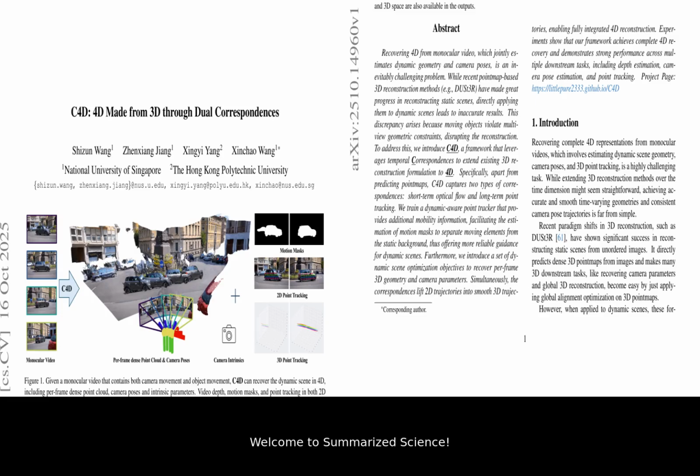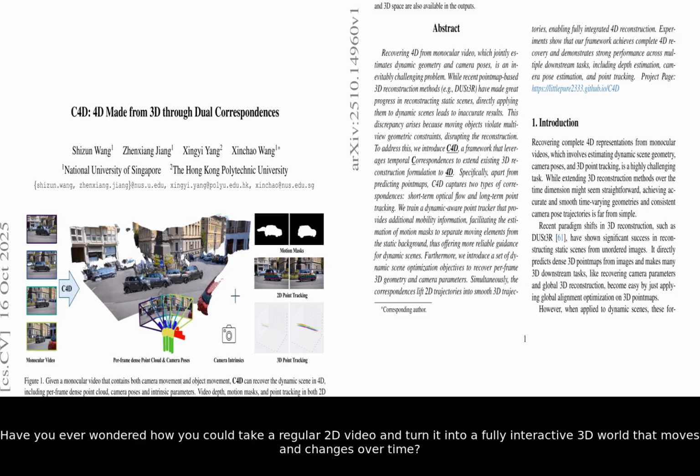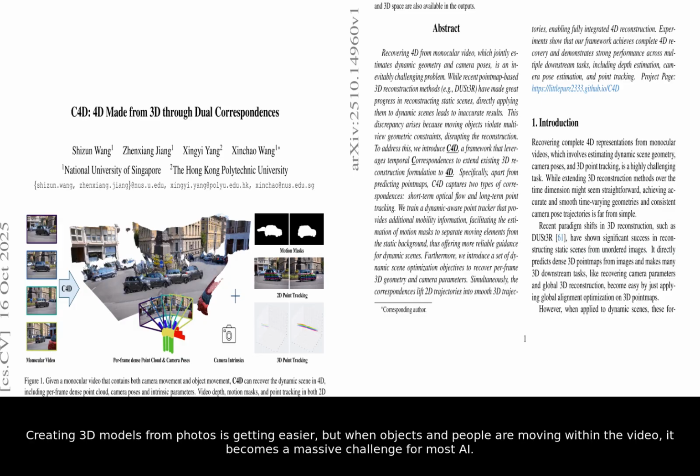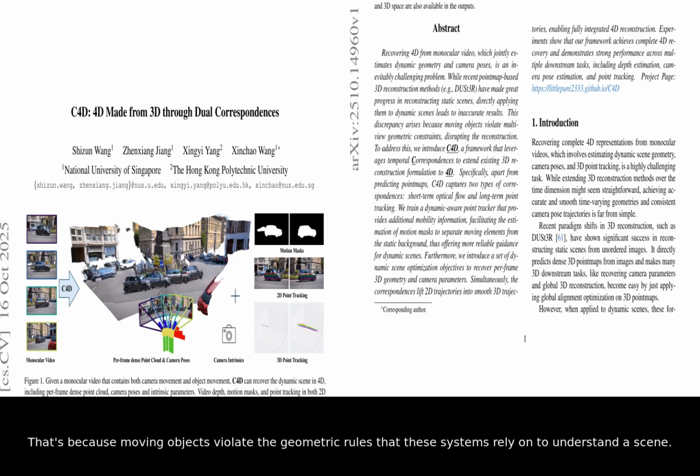Welcome to Summarize Science. Have you ever wondered how you could take a regular 2D video and turn it into a fully interactive 3D world that moves and changes over time? Creating 3D models from photos is getting easier, but when objects and people are moving within the video, it becomes a massive challenge for most AI. That's because moving objects violate the geometric rules that these systems rely on to understand a scene.